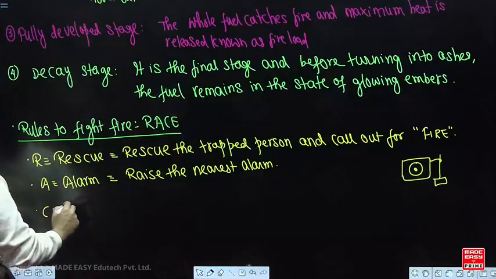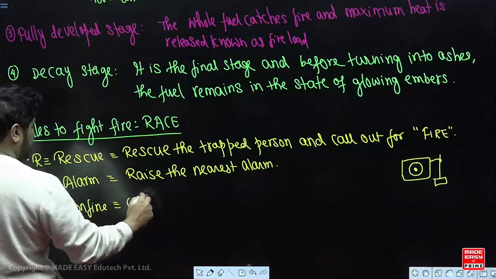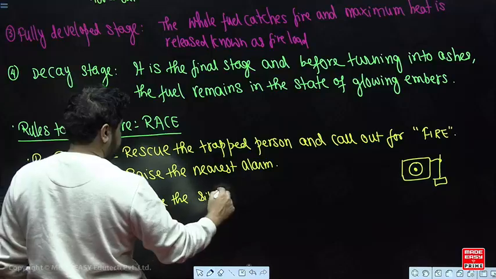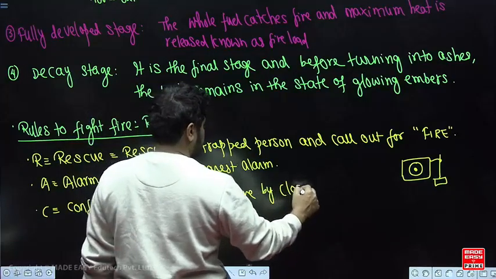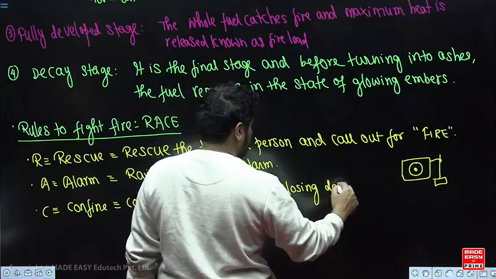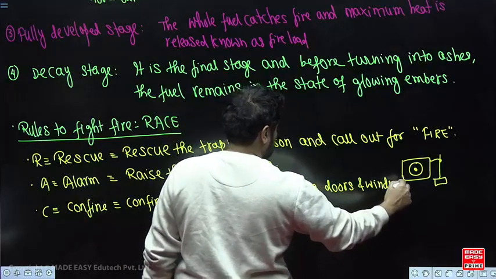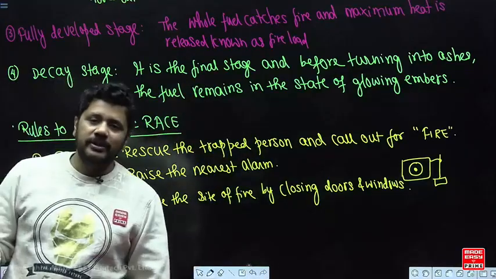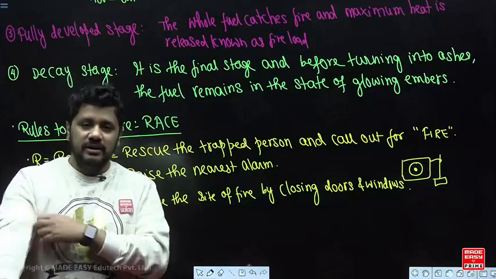C is your confine. Confine the site of fire by closing doors and windows. Okay, why? So that the fire or the smoke does not come into the lobby or staircase, because from there only the people will run, isn't it?